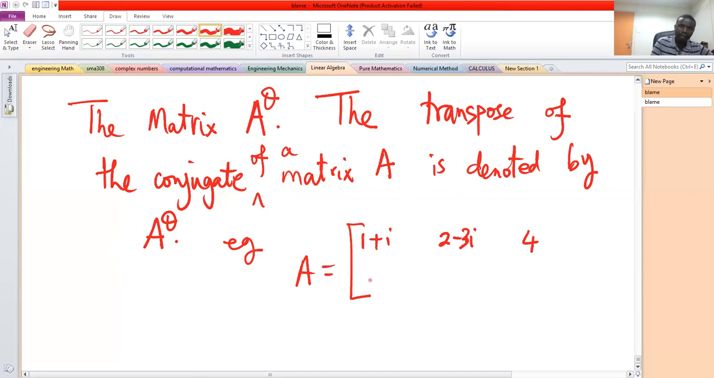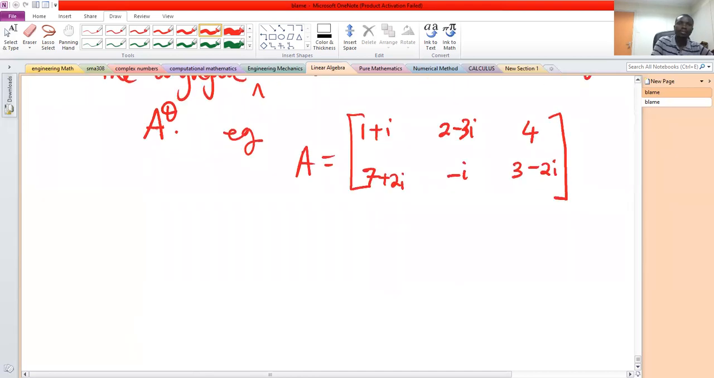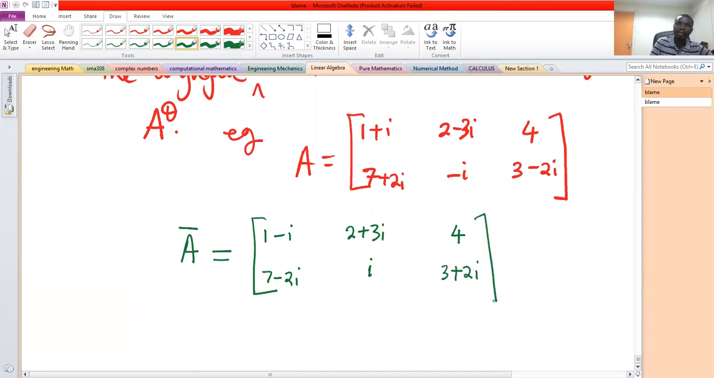For example, given A to be the matrix 1 plus i, 2 minus 3i, 4, and then 7 plus 2i, minus i, and then 3 minus 2i. Let's see how we identify this matrix A raised to the power theta. The first thing, we get the conjugate, which will be 1 minus i, 2 plus 3i, 4 remains 4, this will be 7 minus 2i, this minus i becomes plus i, and this one is 3 plus 2i. So that's the first step: you get the conjugate of the matrix.